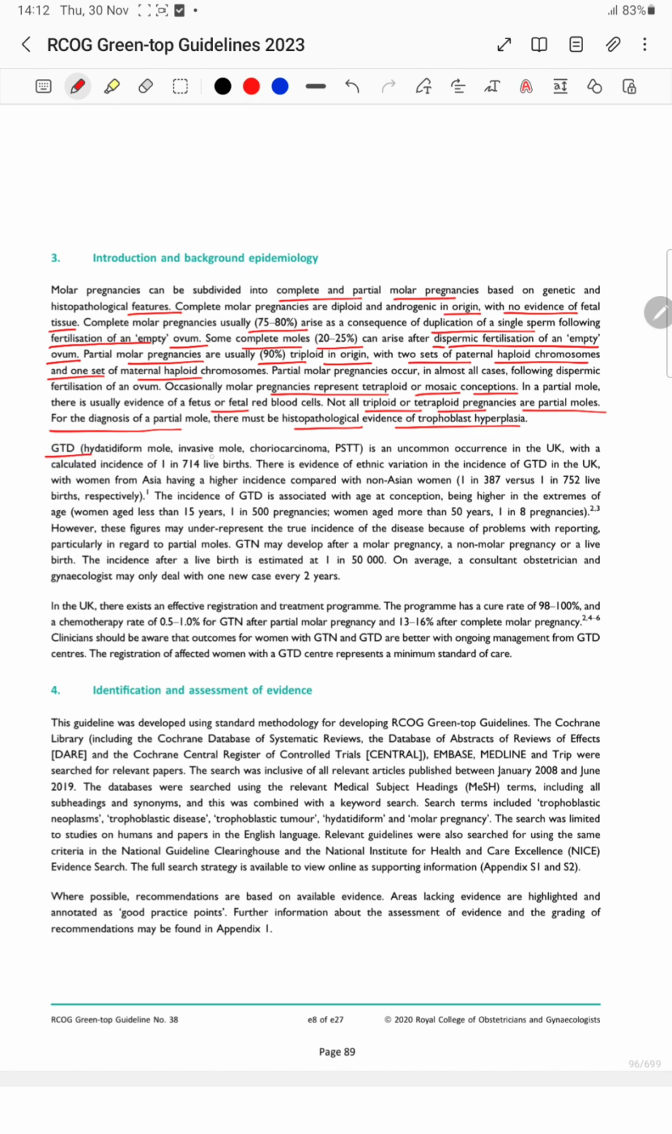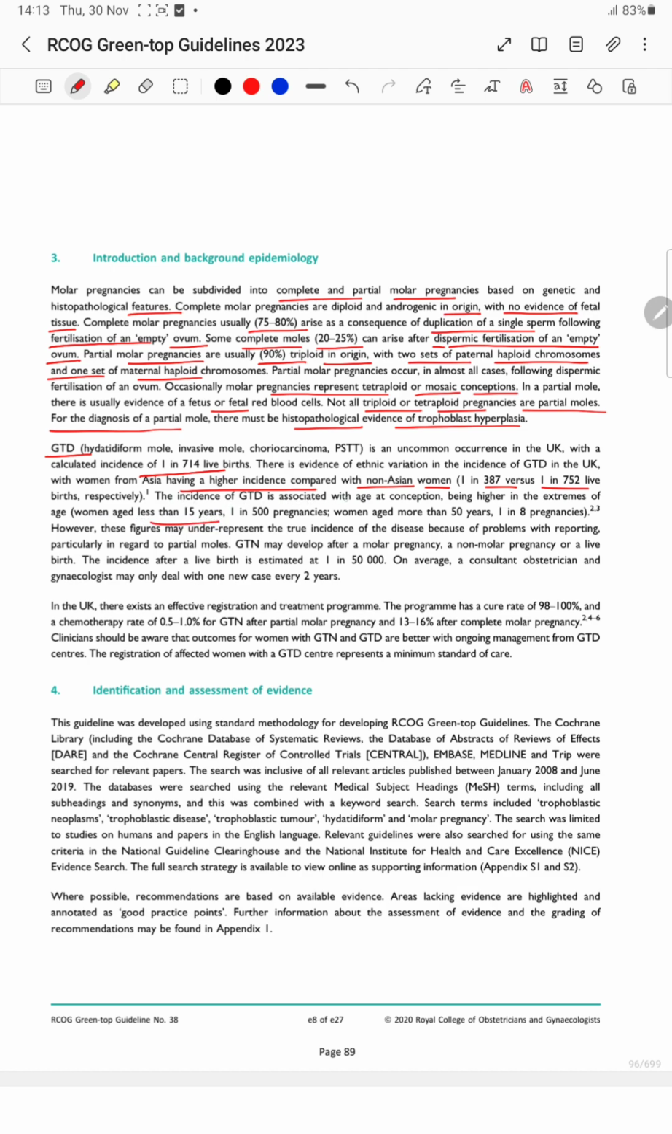GTD, hydatidiform mole, invasive mole, choriocarcinoma, PSTT is an uncommon occurrence in the UK with a calculated incidence of 1 in 714 live births, and there is evidence of ethnic variations in the incidence of GTD in the UK. Women from Asia have a higher incidence compared with non-Asian women, 1 in 387 versus 1 in 752 live births, and women aged less than 15.